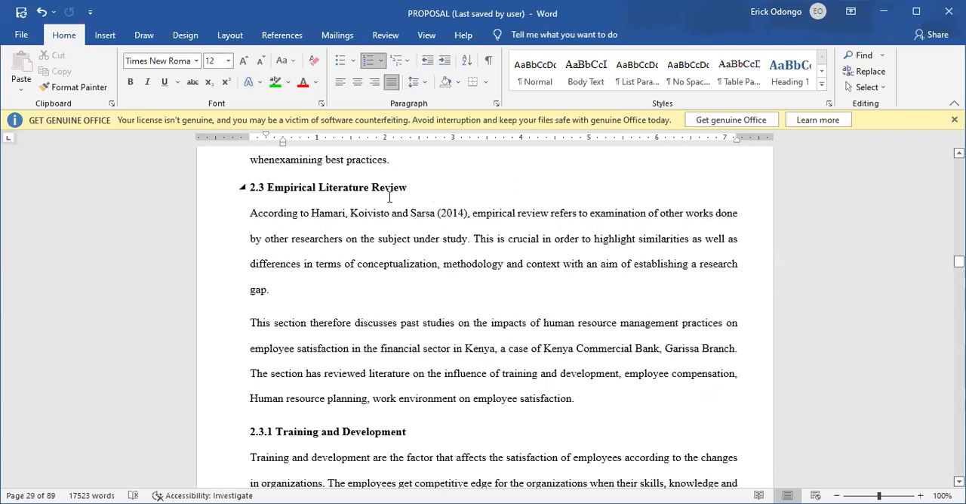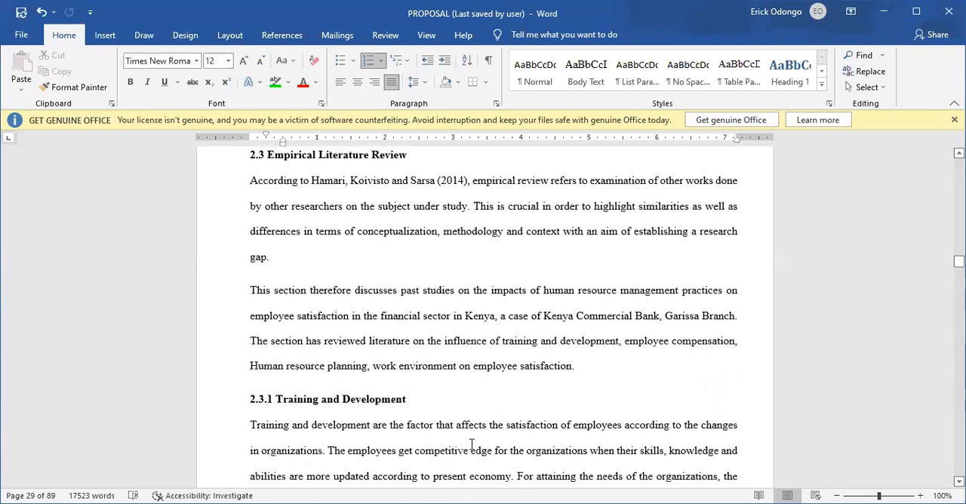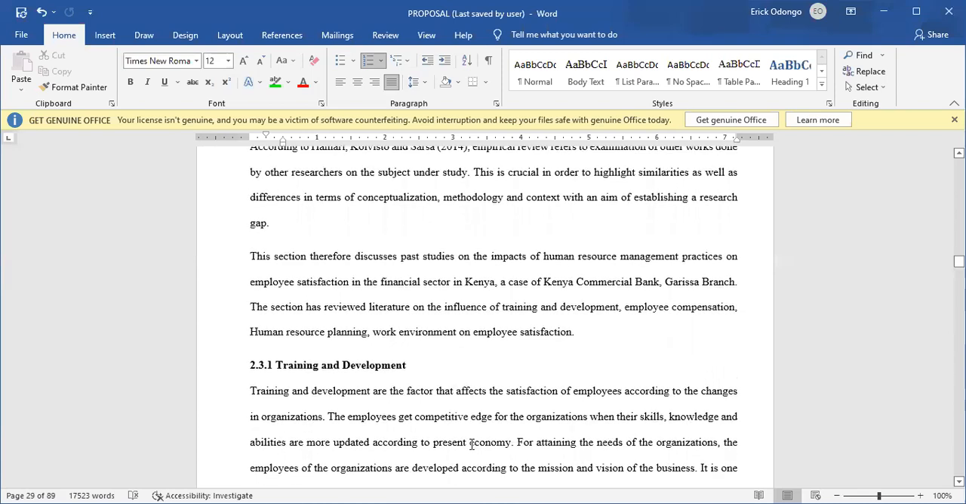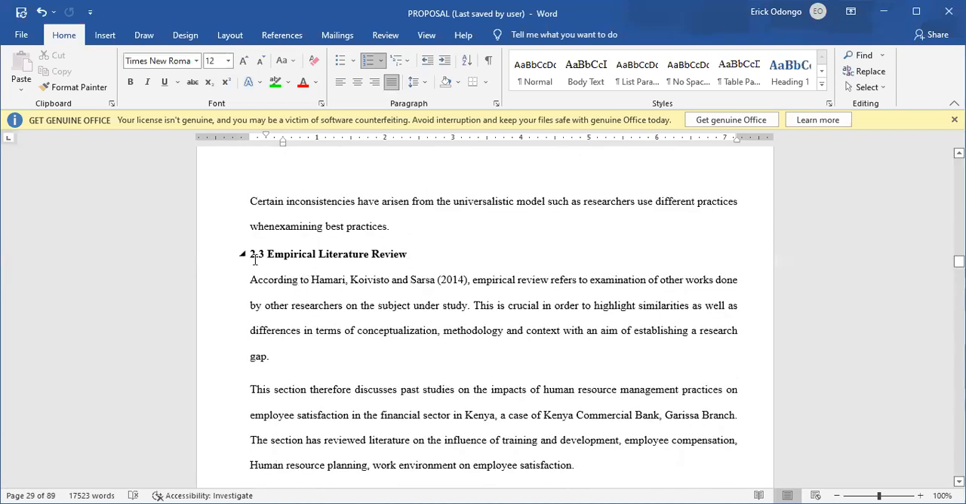Empirical literature is simply the different literature that has been done regarding the variables, for example training and development. What is training and development? Begin by defining it. Then tell us about any literature work that has been done about it, related to your dependent variable, that is employee satisfaction. So we have 2.3, which is the empirical literature review.